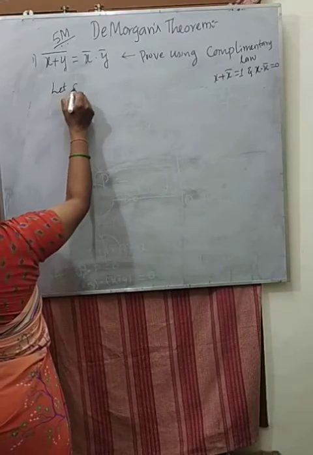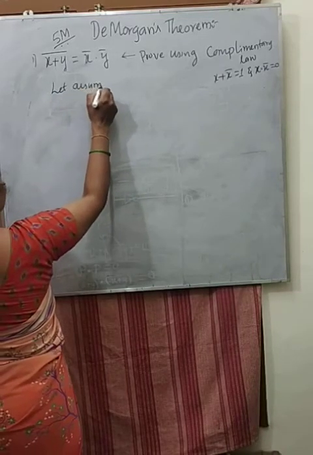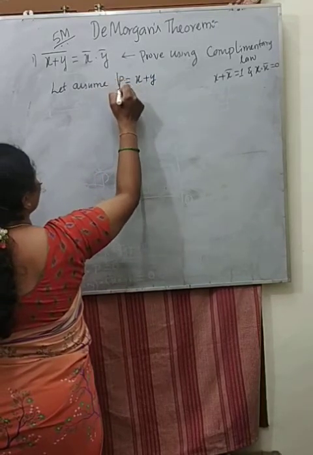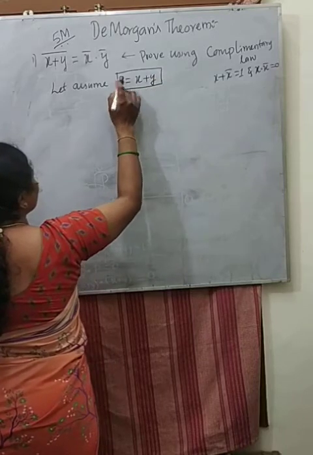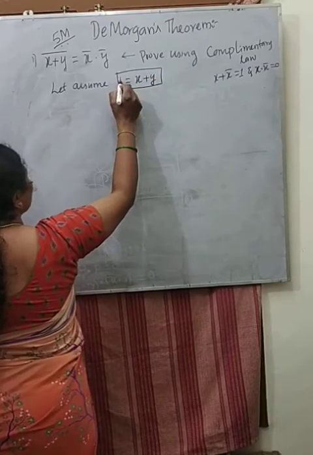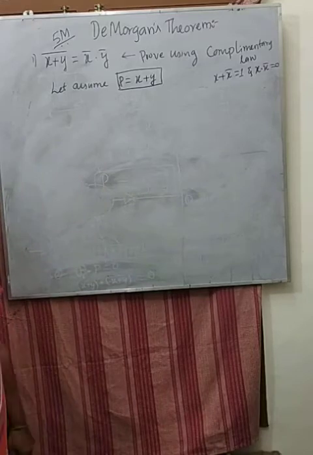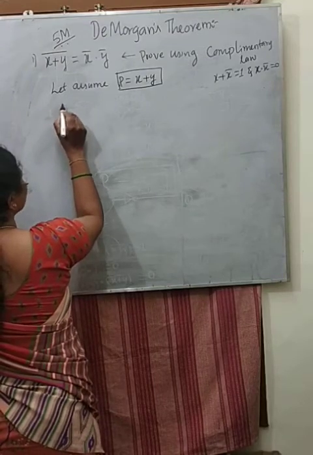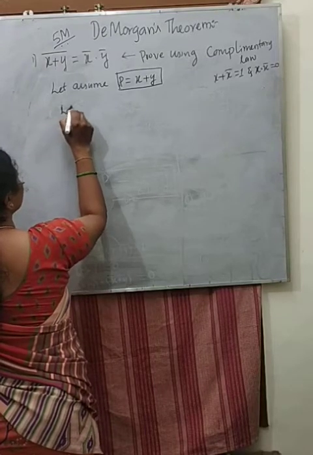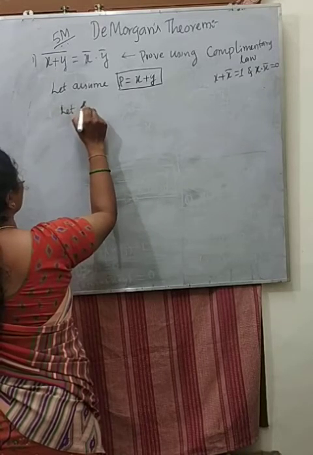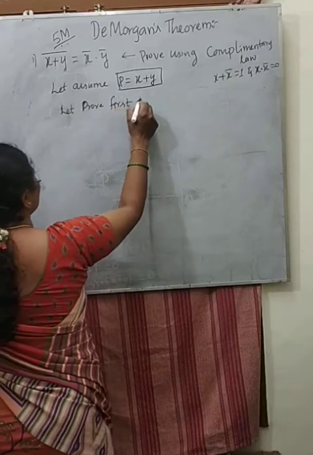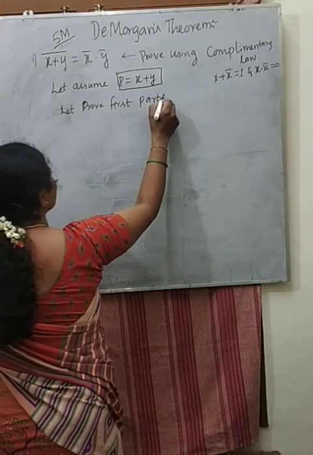Let us assume p equal to x plus y. P, x, y are all logical variables. So what is the first part? Let us prove the first part. What is the first part?